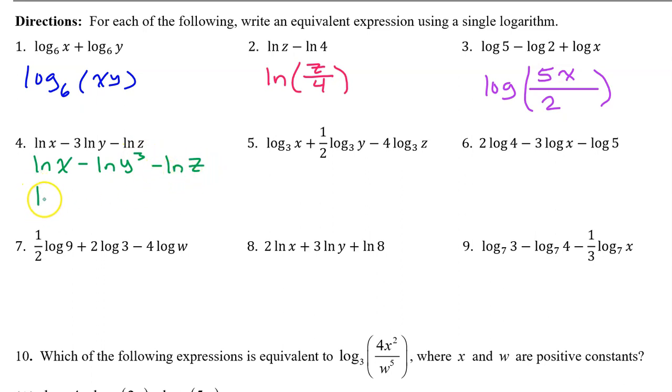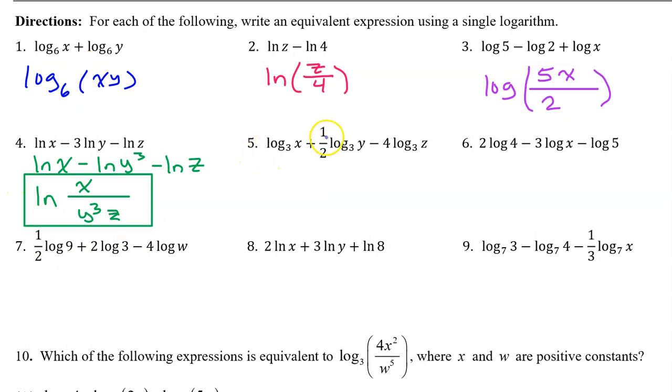Now we can write a single log of a quotient, and because the first term is positive, we will put the x in the numerator. Middle term negative, so the y to the 3rd power belongs in the denominator. The 3rd term is negative, so we will have a z in the denominator as well. So that's it for number 4.